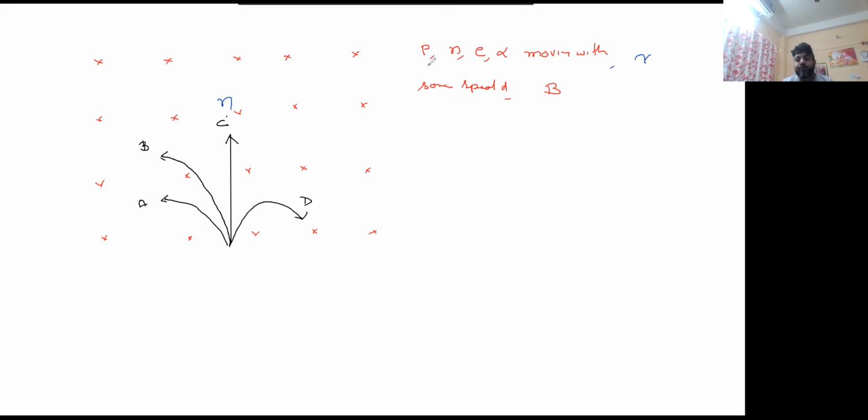Now see, proton and alpha particle are two positively charged particles. So among A and B, one is proton and one is alpha particle. I don't know which one is which, but I am pretty sure that because the electron is negatively charged and these two are positively charged, deflecting in this direction, D is the electron. Yes or no? Now from A and B, I don't know which is which, but I am very sure that the radius of B is greater than the radius of A.